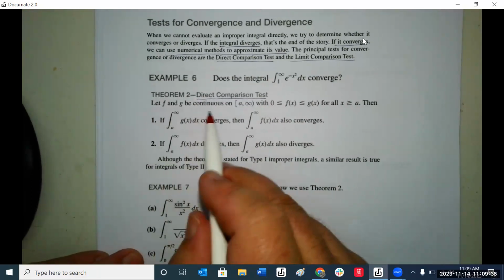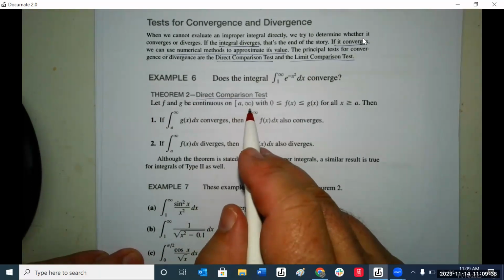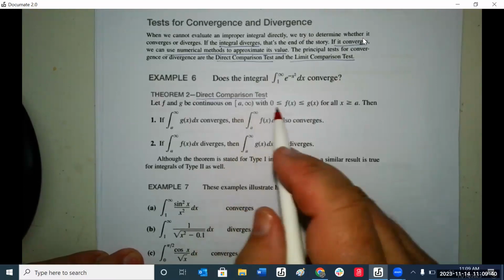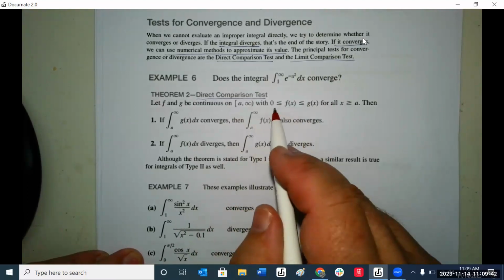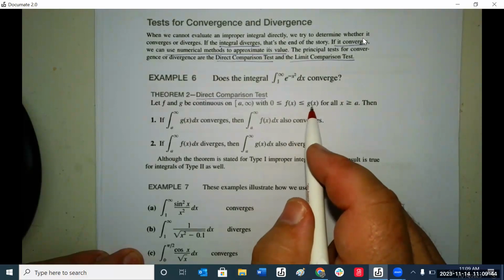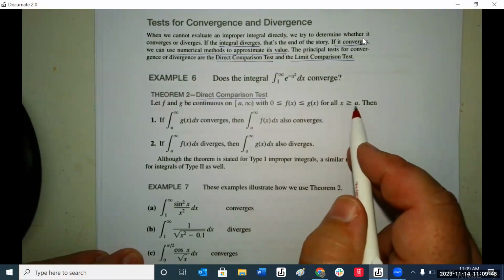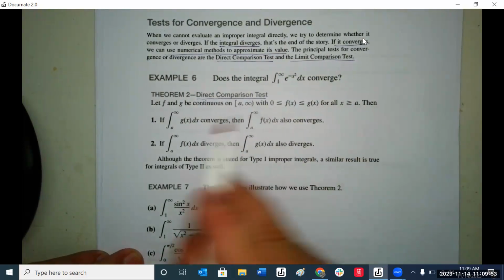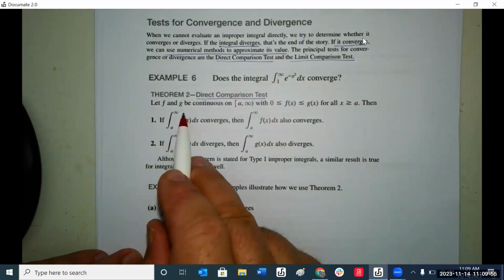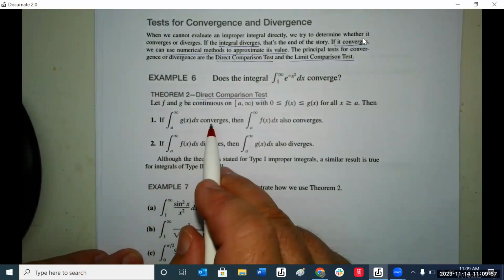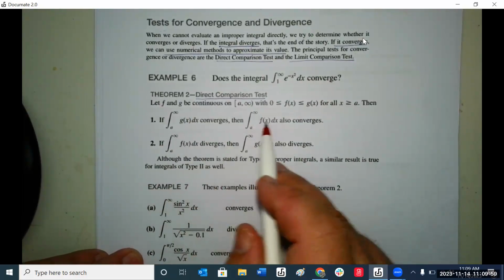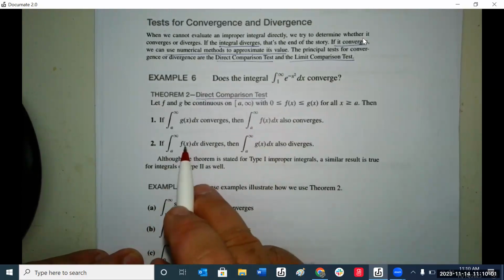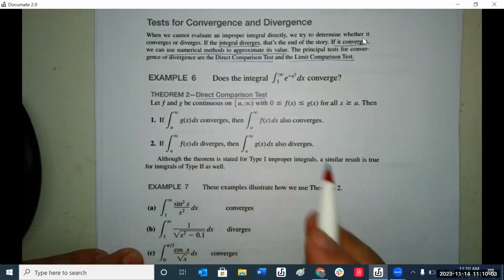Let f and g be continuous on some interval from a to infinity, and f of x is between 0 and the second function g of x for all the x's greater than a. Then if the integral from a to infinity of g of x converges, then the integral of f of x converges. If the integral of f of x diverges, then the integral of g of x diverges.